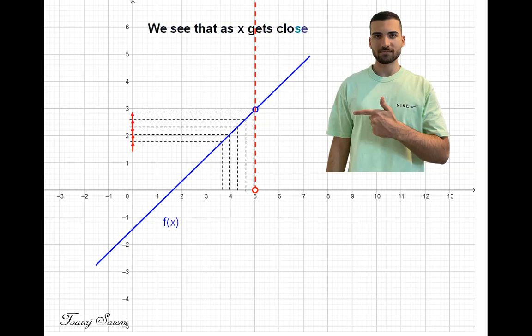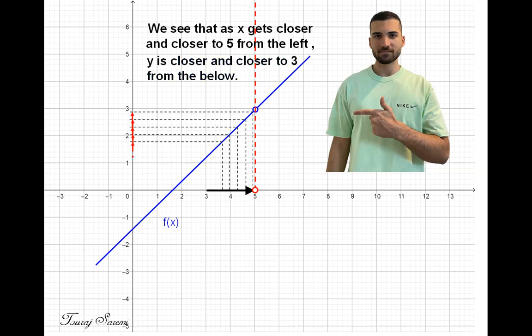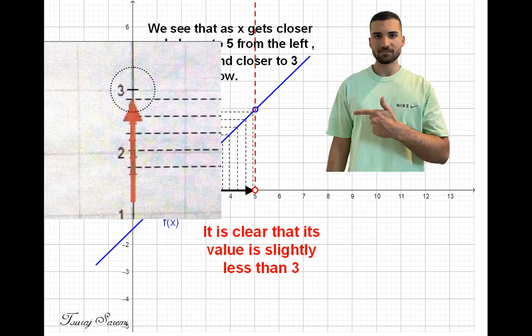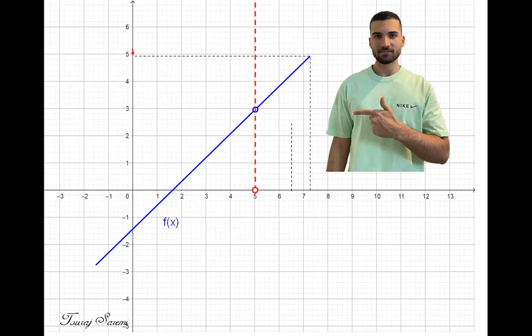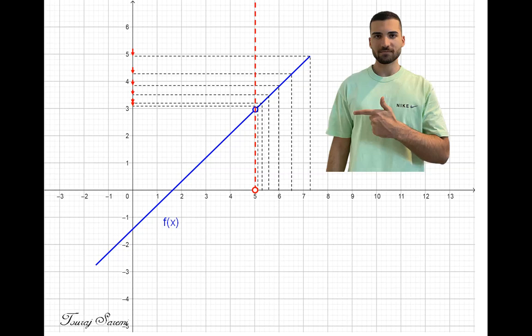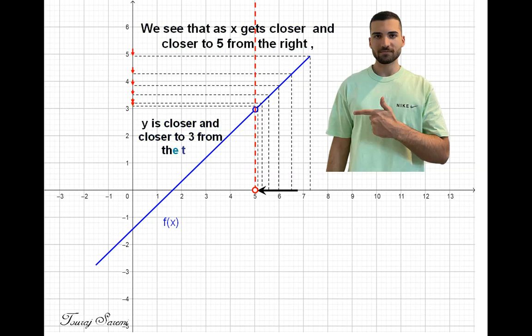We see that as x gets closer and closer to 5 from the left, y is closer and closer to 3 from below. It is clear that its value is slightly less than 3. We see that as x gets closer and closer to 5 from the right, y is closer and closer to 3 from the top. It is clear that its value is slightly greater than 3.